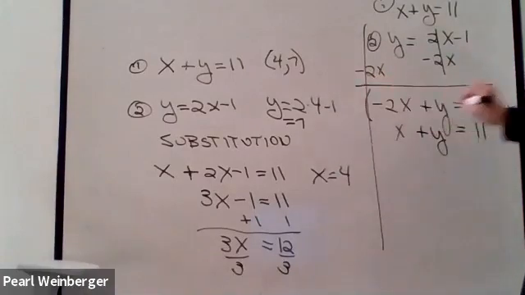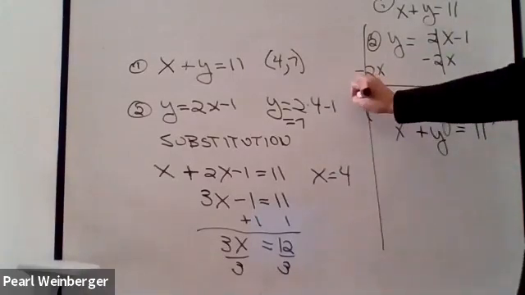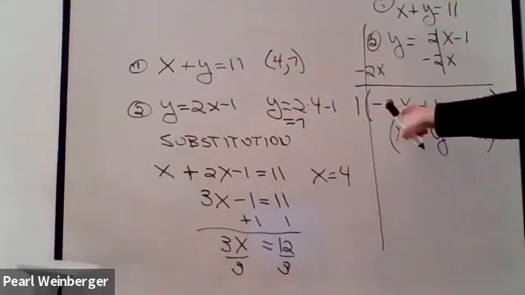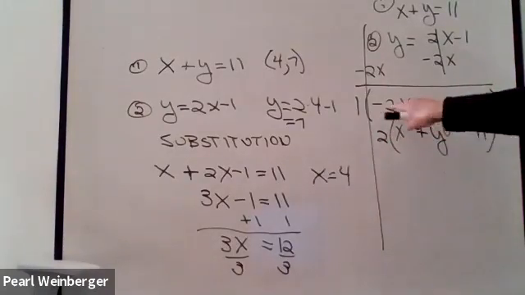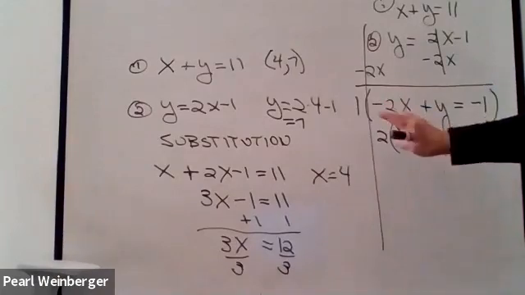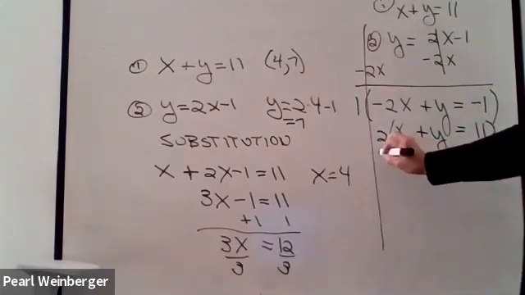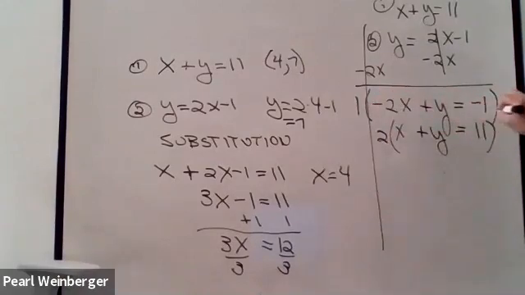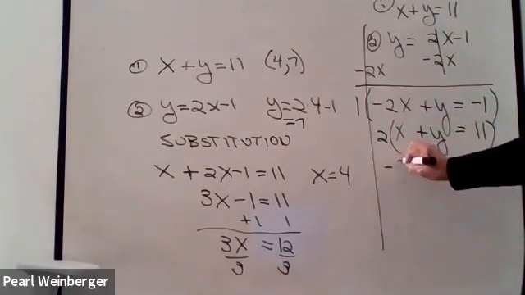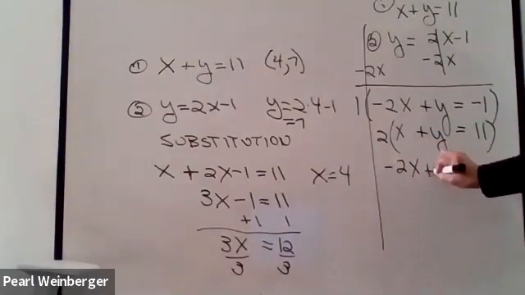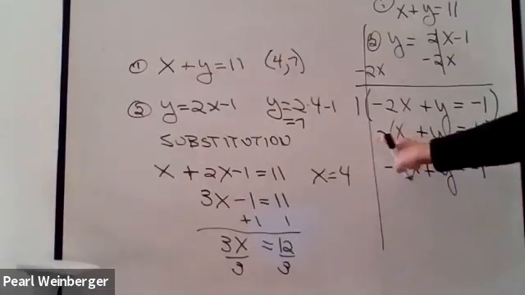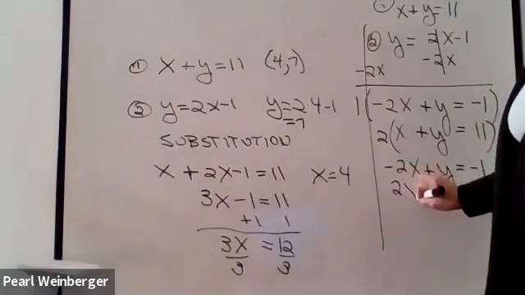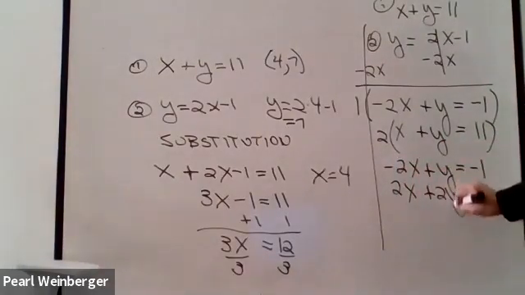Then I'd have to multiply this equation. Well, the number in front of the x here is 1. And in this equation, the number in front of it is 2. Remember, I only look at the numbers first, not the sign. And since this is negative and this is positive, I don't have to use any negative. So my top equation, since I'm multiplying it by 1, stays negative 2x plus y equals negative 1. And my second equation, I'm multiplying everything by 2, becomes 2x plus 2y equals 22.